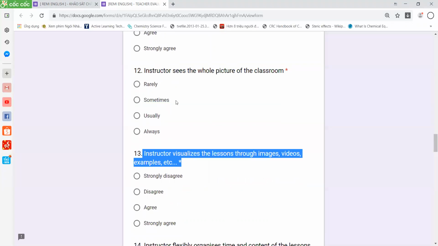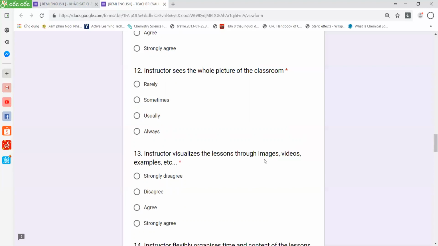Instructor visualizes the lessons through images, videos, and examples. Like I have said before, there are many concepts that are really hard to understand. So you could visualize the concept through images or videos. You could search for them on Google. I think that's very good.